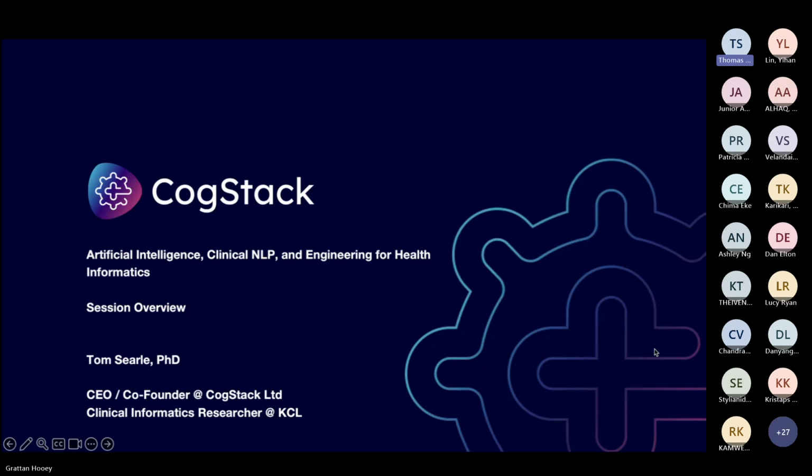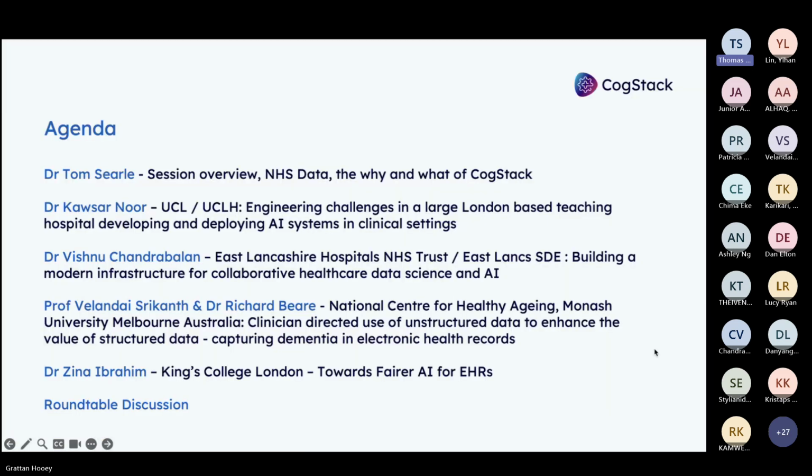So, the agenda for this session: I'll be providing an overview, talking about some NHS data, the whys and whats of CogStack. This will then be followed by Kawsar, a postdoctoral research fellow at UCL, UCLH, on the engineering challenges of deploying some of this technology and perfecting it across the UCL, UCLH system, and various AI challenges he's encountered there. Vishnu, remotely, will be presenting developments from East Lancs and building out the secure data environment, the SDE, there as well.